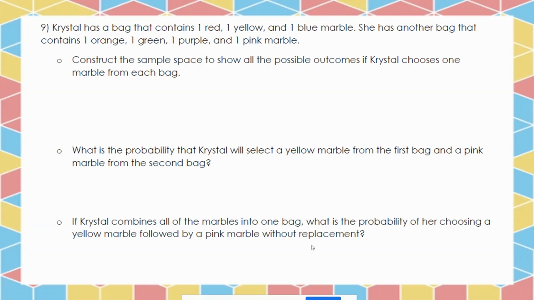Number 9 says Crystal has a bag that contains 1 red, 1 yellow, and 1 blue marble. She has another bag that contains 1 orange, 1 green, 1 purple, and 1 pink marble. We want to show the sample space of all of the possible outcomes if she chooses 1 marble from each bag. Well, if she chooses red from the first bag, she could choose orange, green, purple, or pink from the second bag.